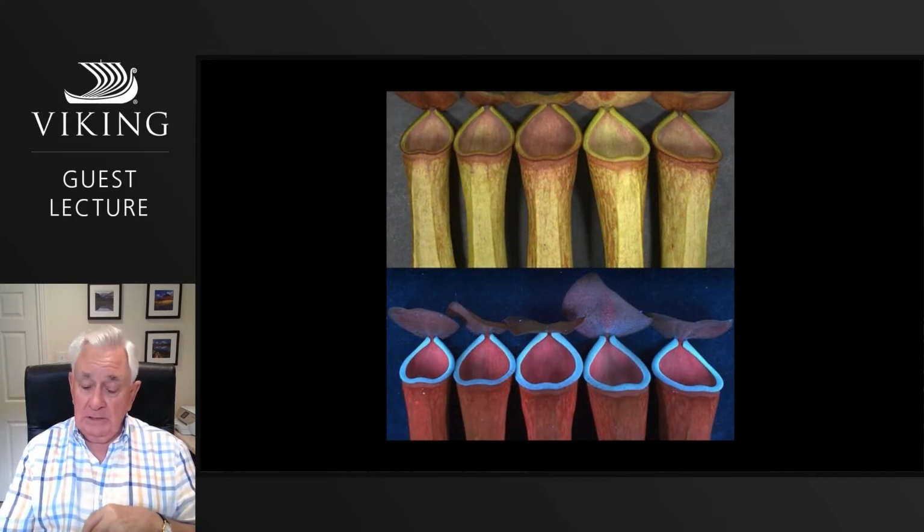Even for plants which are pollinated by night-flying moths, they have illuminated them. These are some carnivorous plants, pitcher plants, and what we would see is on the top, what the insects see is on the bottom.